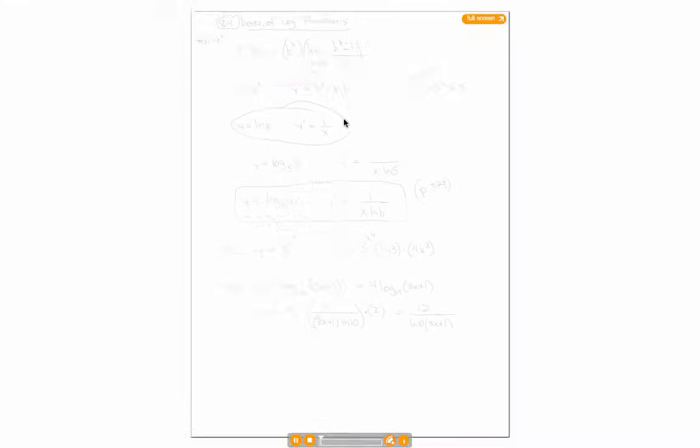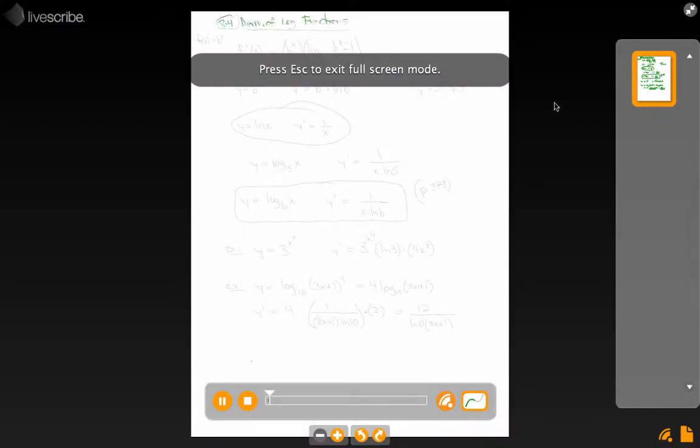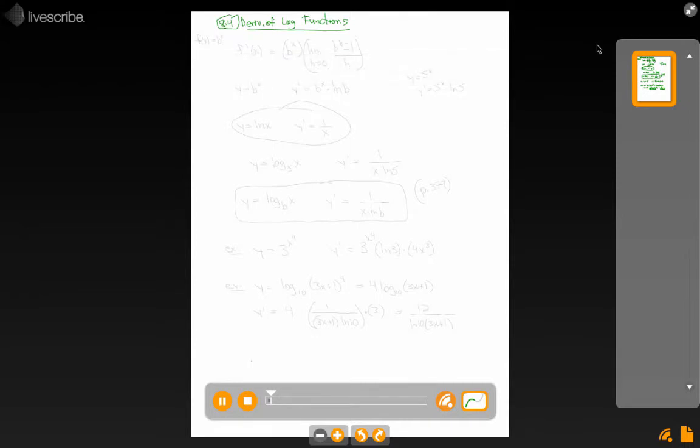That is section 8.4, derivatives of log functions. We did the derivative if f of x was equal to b to the x. We did the derivative by first principles initially, and we ended up with an expression that looks like b to the x times the limit as h goes to 0 of b to the h minus 1 over h.